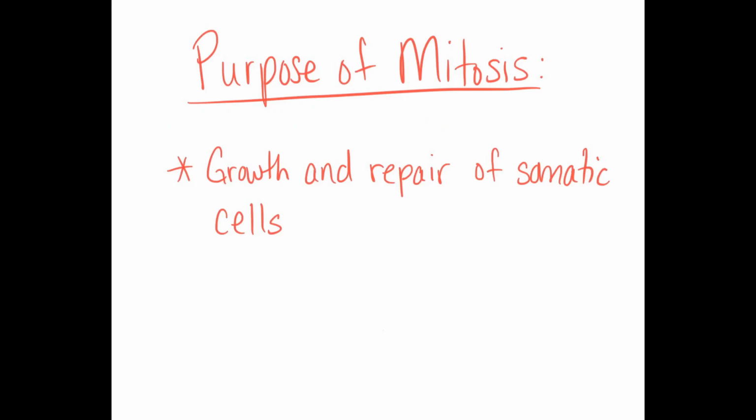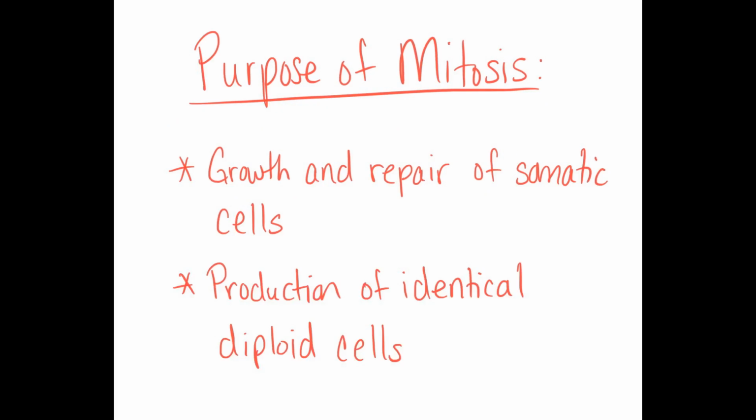The main purpose of mitosis is the growth and repair of somatic or bodily cells. The result of mitosis is the production of identical diploid daughter cells. Before beginning the process of mitosis, it is important to understand the function and various parts of a chromosome.